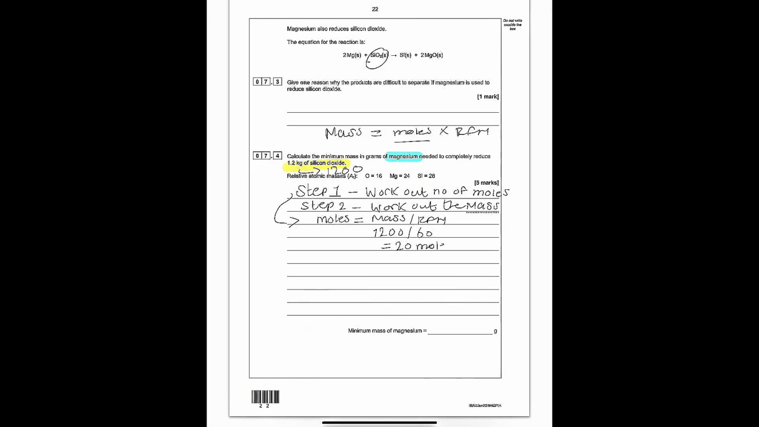And that is it. That's all you have to do for step 1. So step 1 is complete. I'm just going to tick that over here. We've completed it. We're going to move on to step 2.